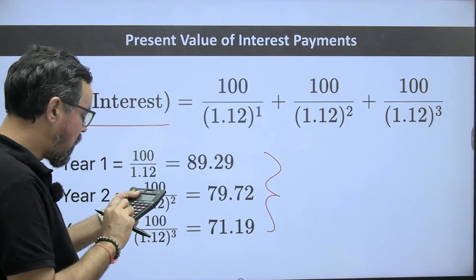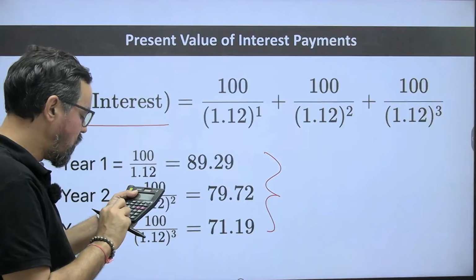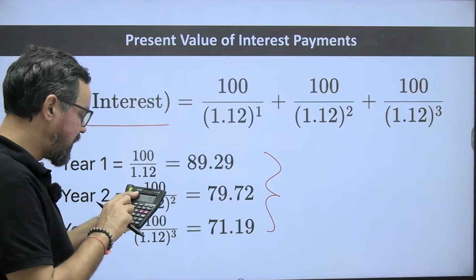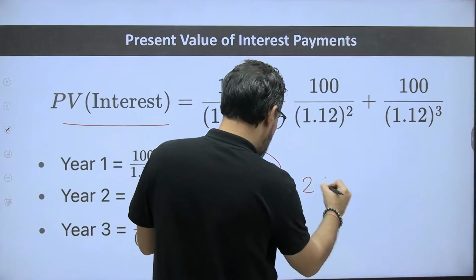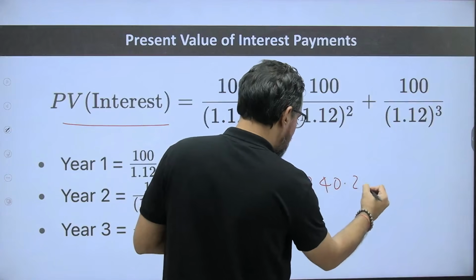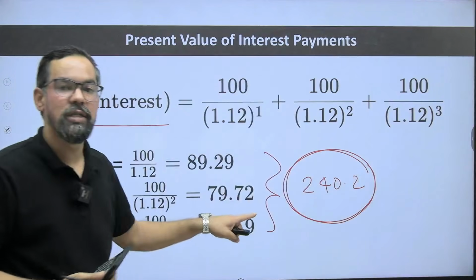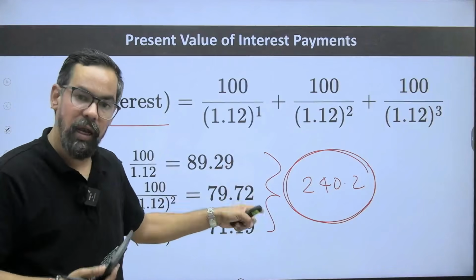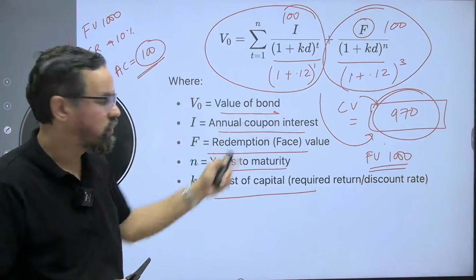89.29 plus 79.72 plus 71.19. So it is equal to 240.2. So this is the present value of, what is this? This is the present value of future inflows. What we have calculated so far is the present value of future inflows. So this is the first part we have solved.